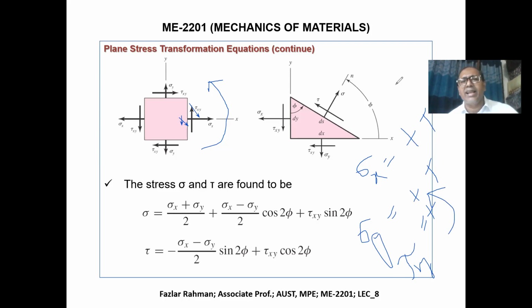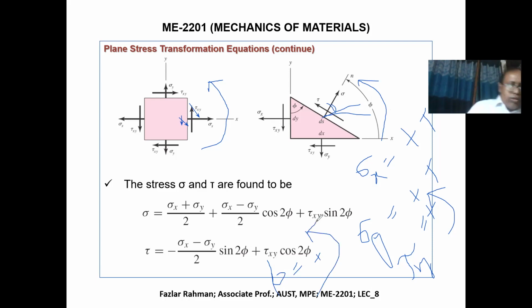And this phi angle, we took this phi, right? This plane makes angle phi with the x-axis. And this phi will be measured anti-clockwise. So angle phi is positive if we measure it anti-clockwise. Okay. So in this formula, we have to meet this sign convention.